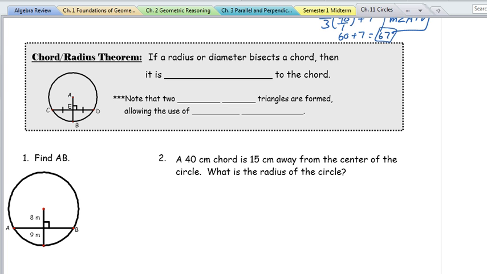If a radius or diameter bisects a chord, then it is going to be perpendicular to the chord. Which makes sense because the chord's going straight across, and the radius somewhere is going to intersect that at a right angle. Note that 2 congruent right triangles then are formed. If we extend this here, extend that there, it allows the use of our favorite theorem, the Pythagorean theorem. You can call it the P theorem if you can't pronounce that, but then people might wonder what you're doing.